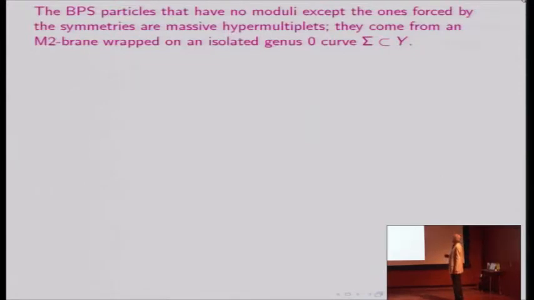The BPS particles that have no moduli except the ones forced by the symmetries are massive hypermultiplets that come from an M2 brane wrapped on an isolated genus 0 curve in Y. And since I don't want to talk about any additional moduli except the basic ones, we actually will only discuss the calculation for this special case. However, I will say that once you understand this case, it's a little bit longer, but you don't need to know very much more to do the general case.